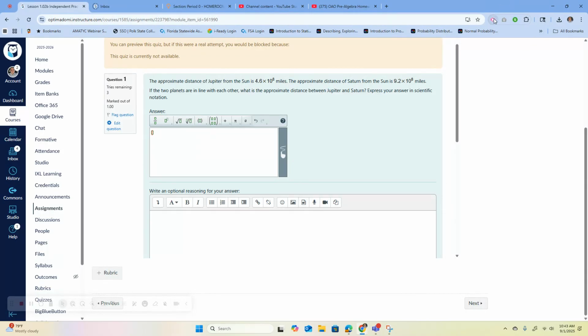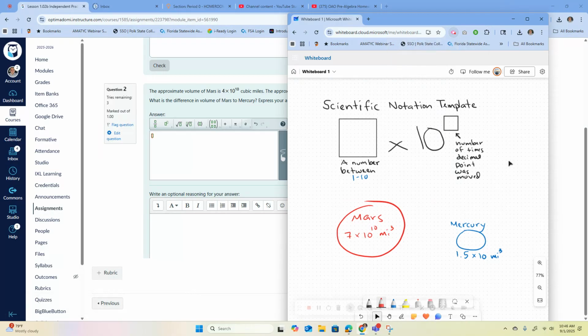Okay, here we go with number 2 now. In question number 2, we are comparing the size of the planet Mars and the planet Mercury. Mars is a lot bigger than Mercury, and the way we measure the size of a planet is in cubic miles. So problem number 2 is asking what is the difference in volume of Mars and Mercury. The word difference means subtraction.